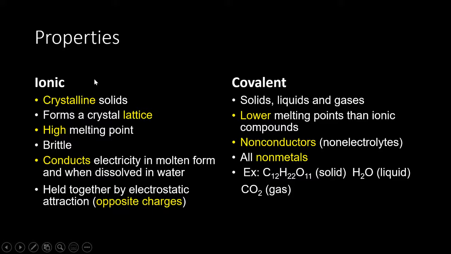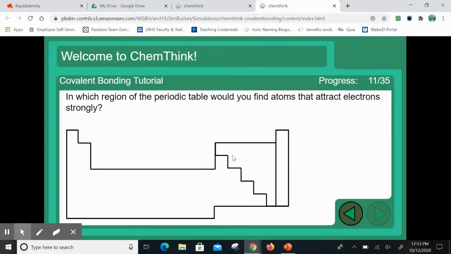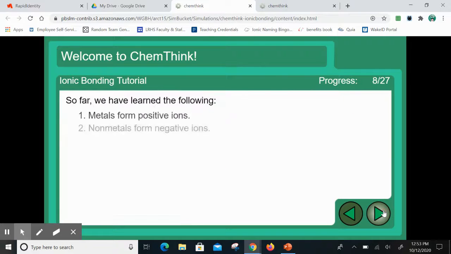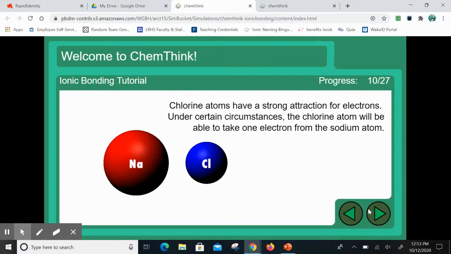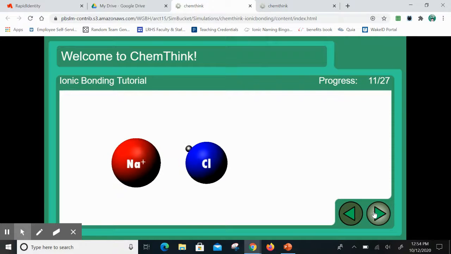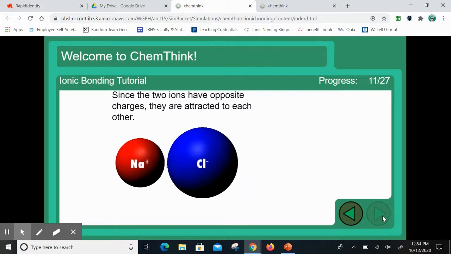So properties of ionic compounds: they're solids because they're stuck together, that positive negative thing. They form what's called a crystal lattice. You should learn to associate the word lattice with ionic. And a lattice, just to get clear on that, is what happens after they come together. Because they're now charged, right? There's a plus and minus. You can't hold them away from each other.